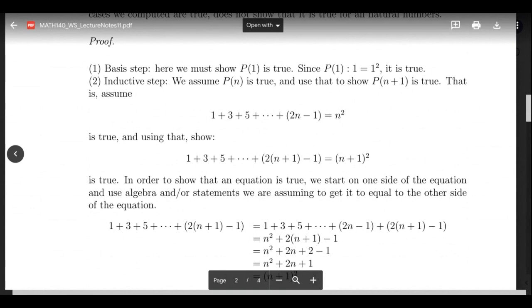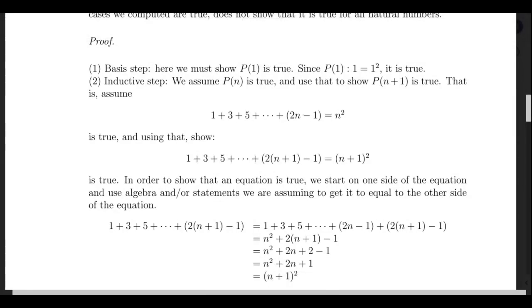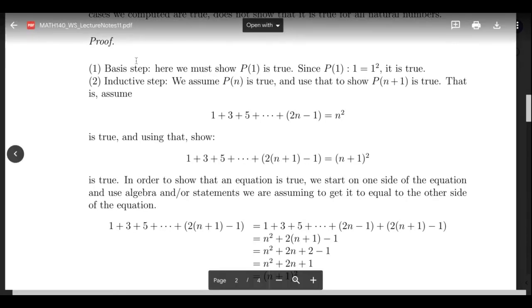Oh, okay. Yeah, let's go over this proof. The proof basically involves three things. The first thing is to prove the basis case. The basis case is P of 1: the sum of one odd natural number equals 1 squared. So 1 equals 1 squared, which is true. So we finish with the base case.